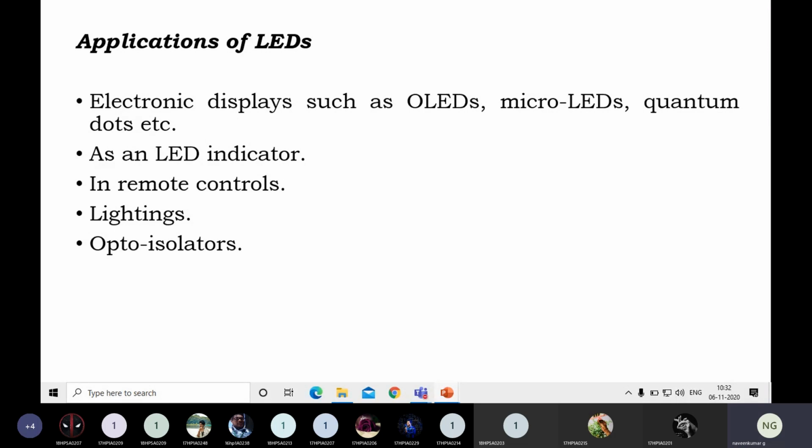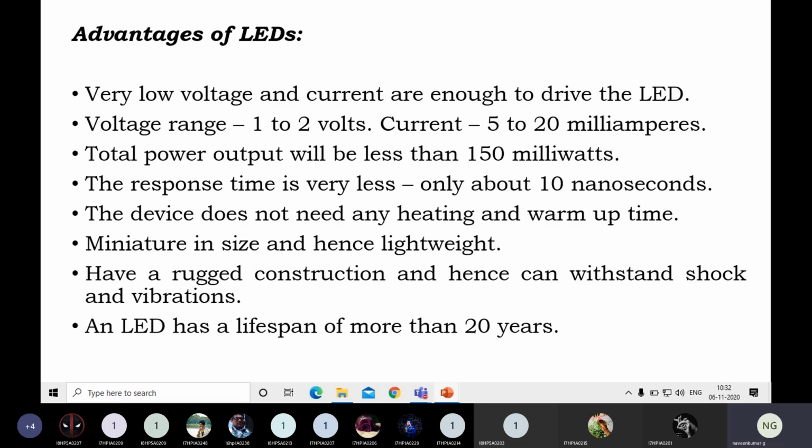So talking about the applications of LEDs: electronic displays such as OLEDs, micro LEDs, quantum dots, LED indicators, remote controls, lighting, opto isolators. Only a few applications are given here. Okay, there are many applications that you find in modern day with regards to light emitting diodes.